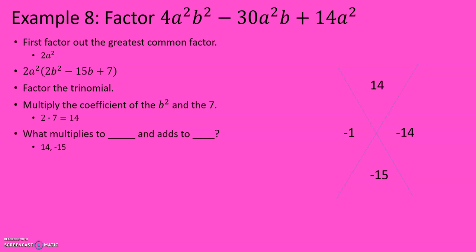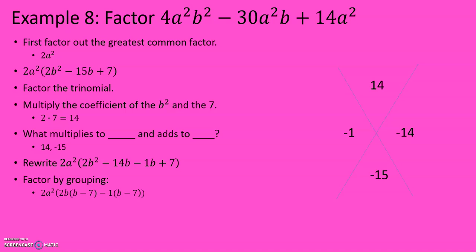Watch your signs and don't lose that 2a squared out in front. 2a squared times 2b squared minus 14b minus 1b plus 7. Factor by grouping. Keep that 2a squared out in front and factor out a 2b times b minus 7 minus 1 times b minus 7. It's 2a squared times 2b minus 1 times b minus 7. That is section 8.3, factoring ax squared plus bx plus c.